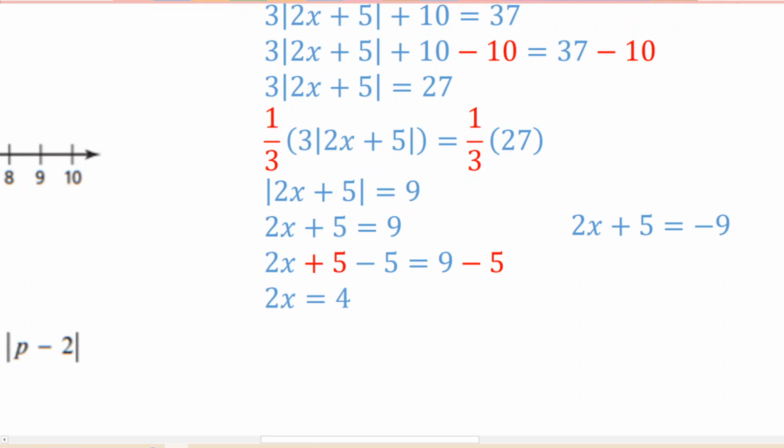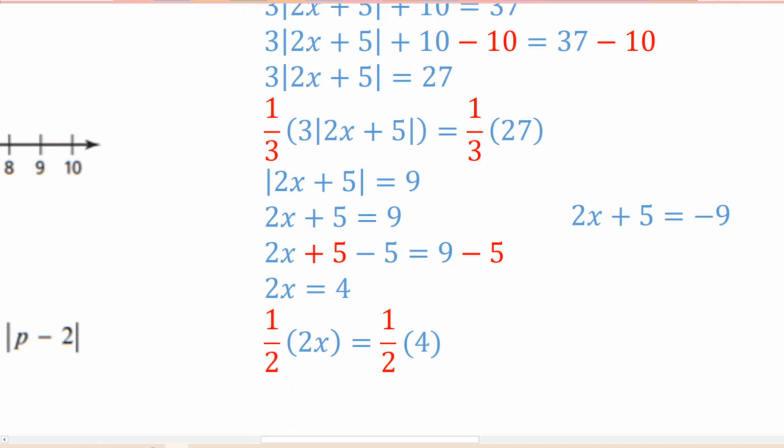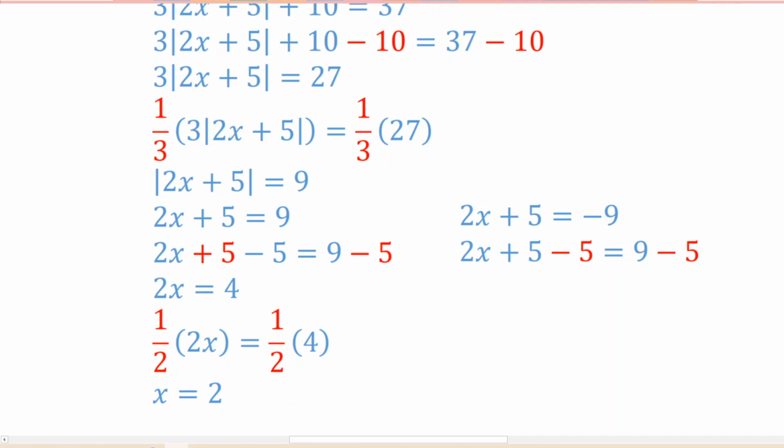That lands us here at 2x equals 4. We'll divide the left and the right by 2. And that gets us to our first solution, x equals 2. We're not finished yet because we still have this second equation here, 2x plus 5 equals negative 9. And you should find that the solution here on the right side is going to be really similar to the solution on the left side.